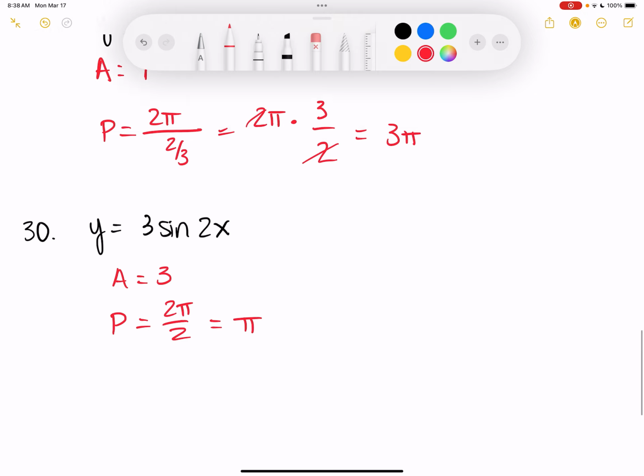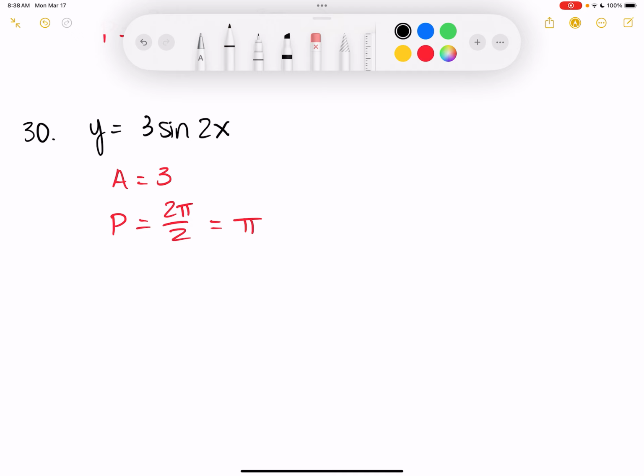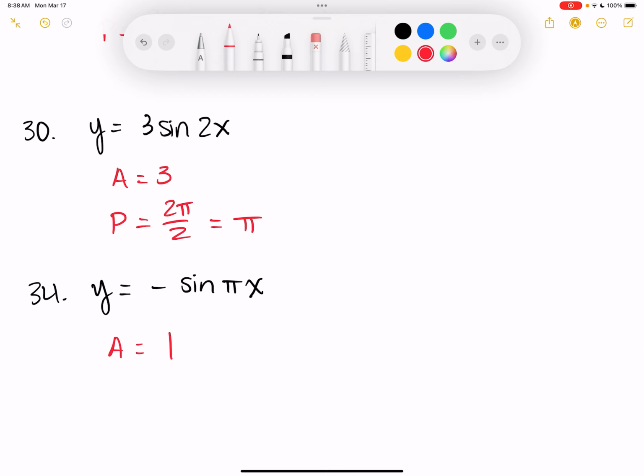Let's see, 34. Y equals negative sine of pi x. So what would my amplitude be for this one? -1. Just 1, because amplitude has to be positive, so it would be 1. What would that negative in front be telling me? Yep. So the negative tells me that it's reflected, so I'm just going to note that here.